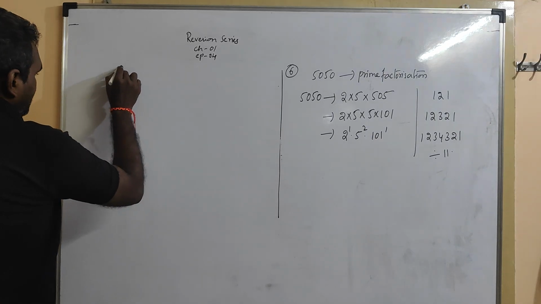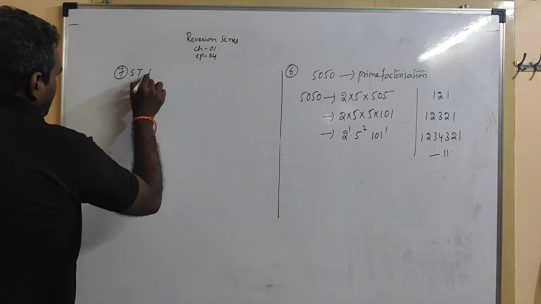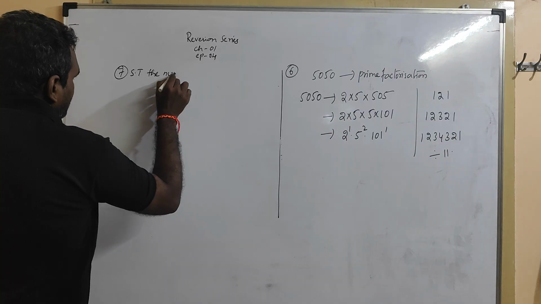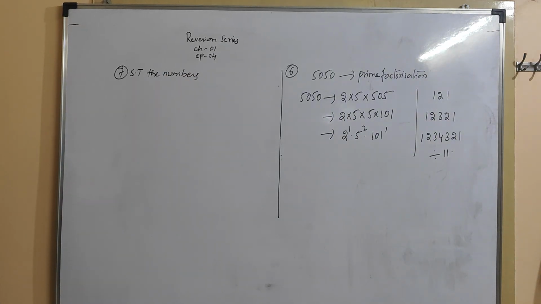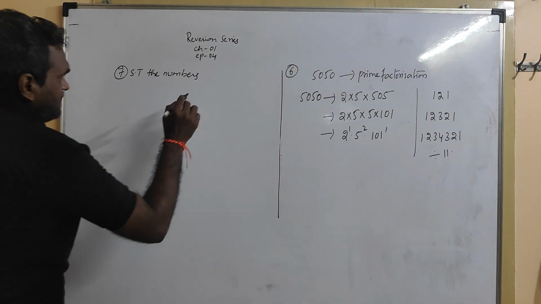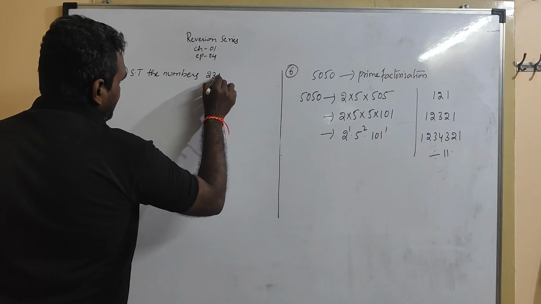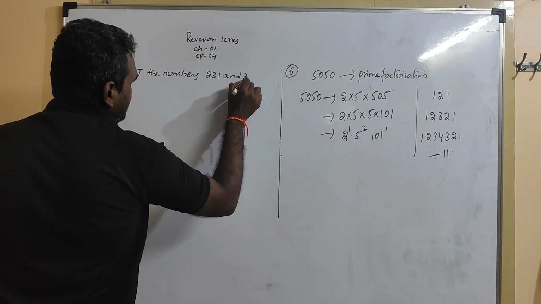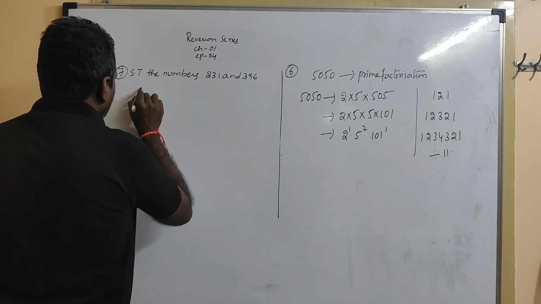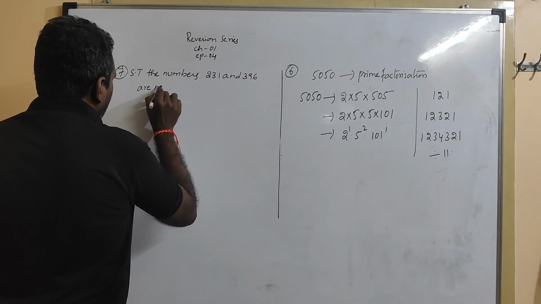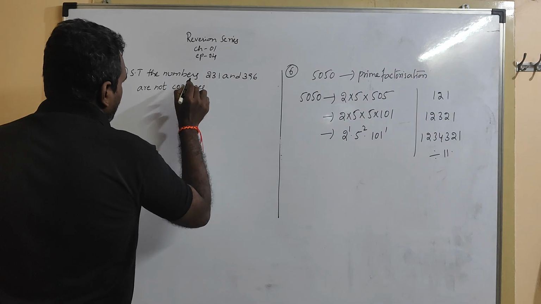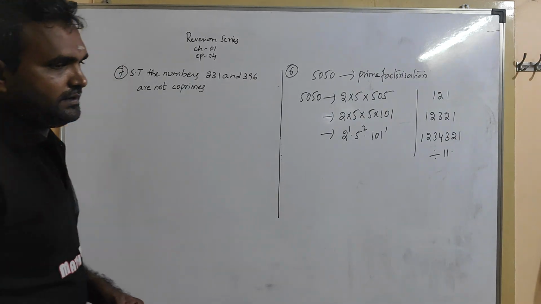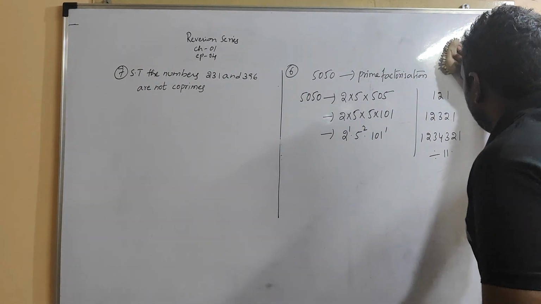Seventh question. Show that the numbers 231 and 396 are not co-primes. Show that the numbers 231 and 396 are not co-primes.